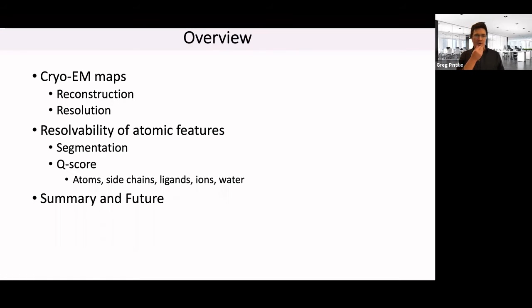And then I'll get into this area that I've been looking at for a while, and that addresses this question: what is the resolvability of different atomic features, which is what we look for in these maps. So I'll go back a little bit to some of the work I did earlier in segmentation, because I think it's a little bit relevant. And then I'll get into this new Q-score analysis that we've started to apply, and we can apply it to atoms, side chains, ligands, ions, and water.